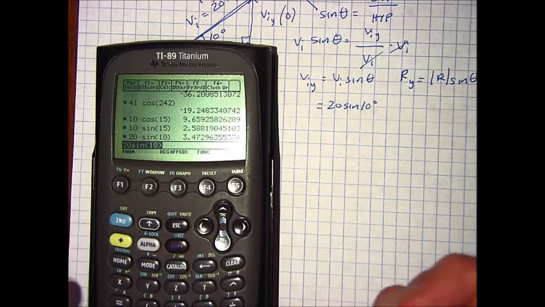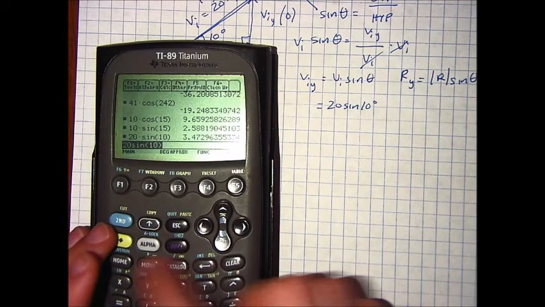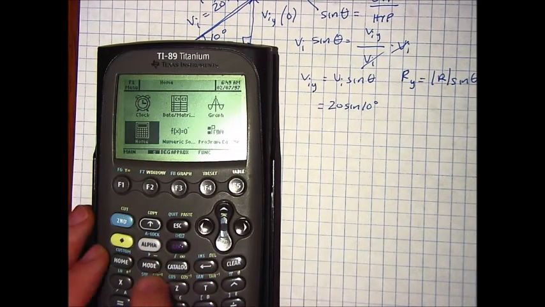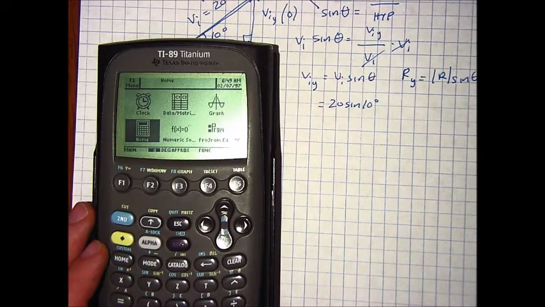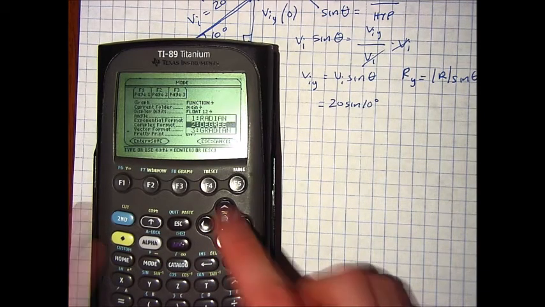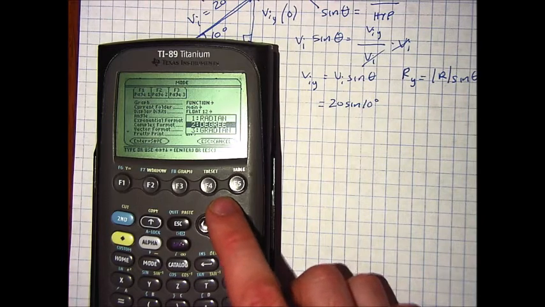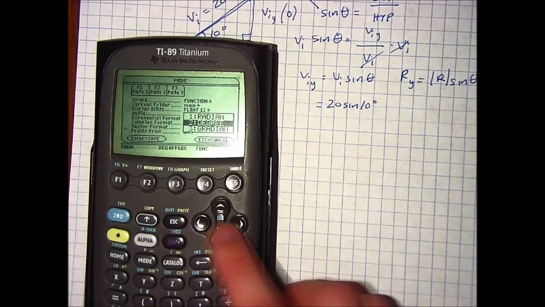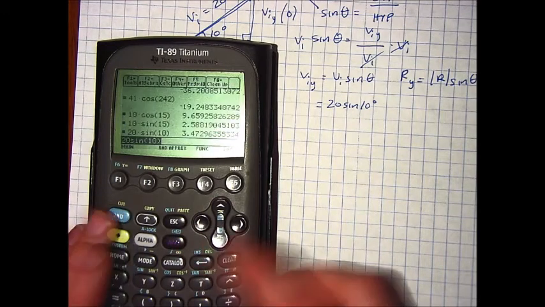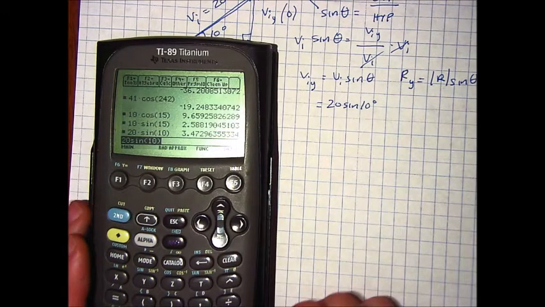If you got 3.47, good, that's the right answer. But, well, here, let me show you. In mode, right here, for me, that's where I go in to change it to degree or radian. Now, don't do this. I'm just going to show you that you'll get a different answer. You want it to be in degree, but don't do this. I'm going to put this in radian mode for a second.